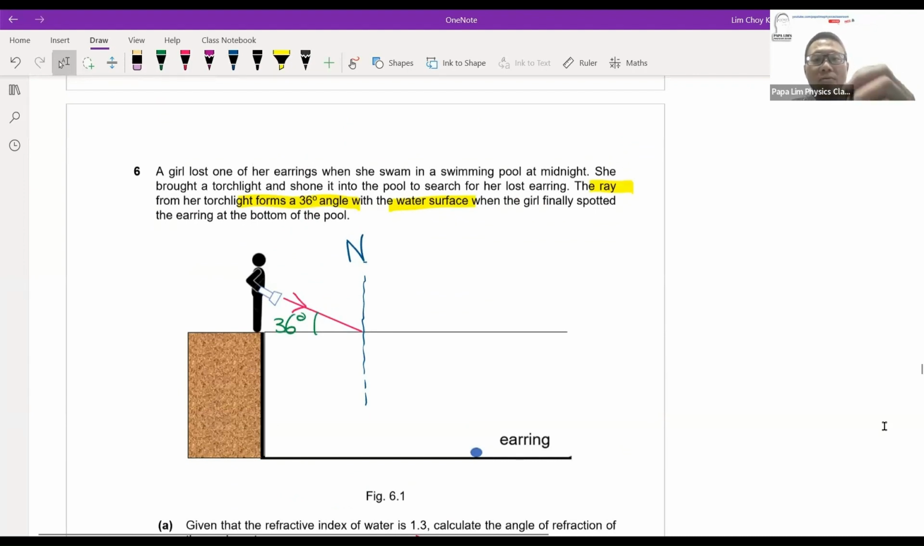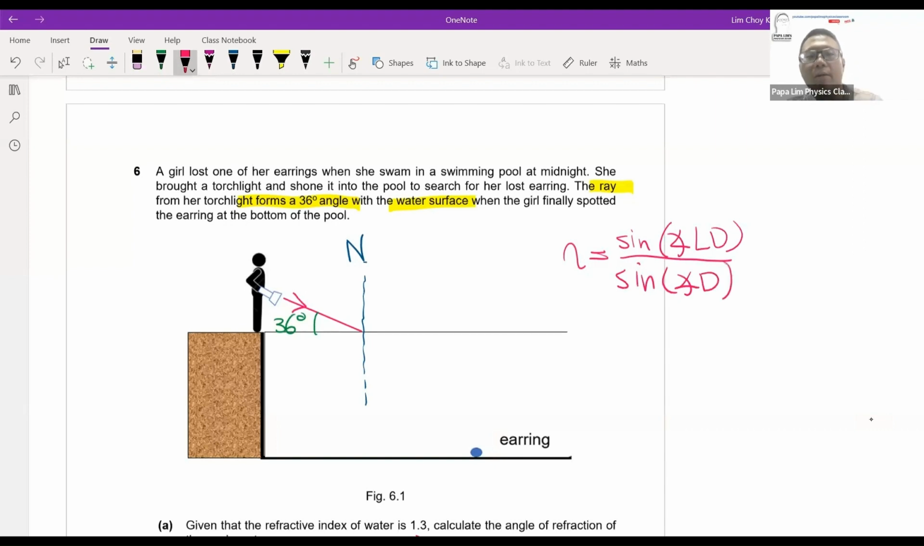The formula that I always remind students to take note of is this formula. Refractive index is equal to sine of the angle in the less dense medium divided by the sine of the angle in the dense medium. But in this case, we are looking at air, which will be the less dense medium. And the dense medium we are looking at is actually the water here. So the water will be the dense medium.